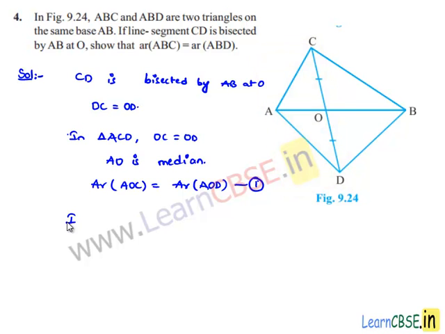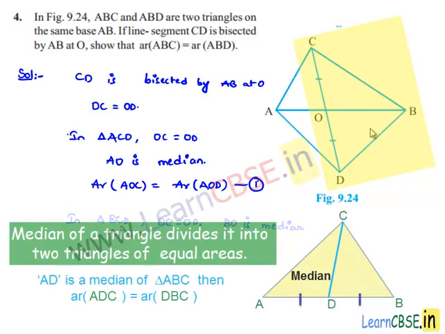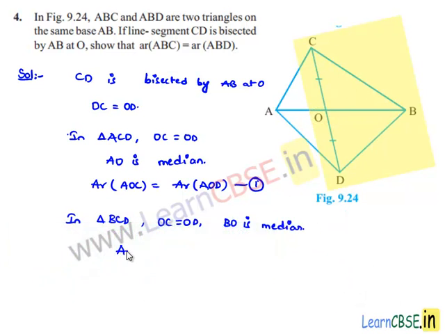Now similarly, if we consider triangle BCD, OC is equal to OD, therefore we can say that BO is the median. We know that in a triangle, the median divides the area of the triangle into two equal halves. Therefore we can say that here area of triangle BOC is equal to area of triangle BOD. Let it be equation number 2.